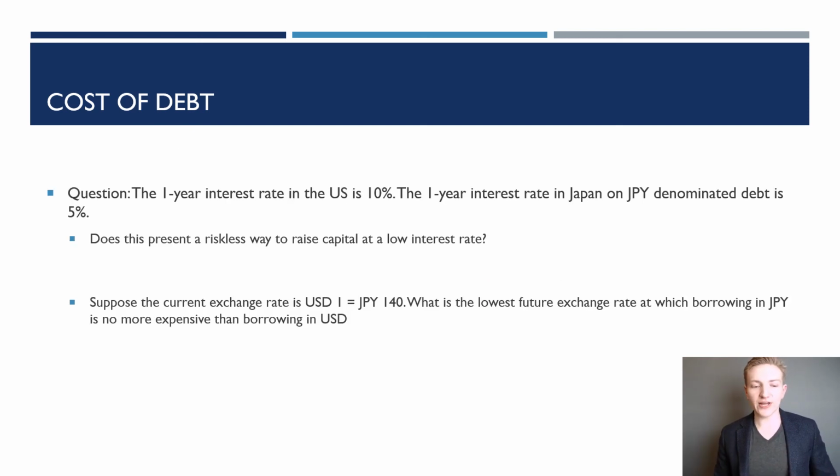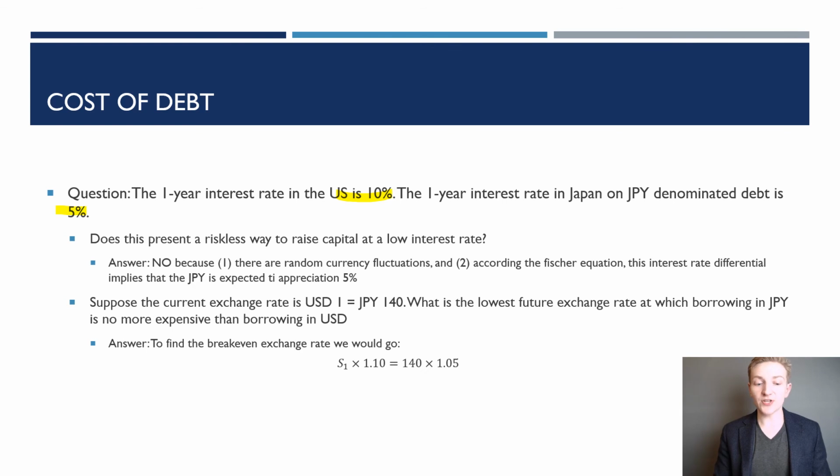So let's have a look here. So suppose we've got a 1-year interest rate on US loans is 10%. The 1-year interest rate on Japanese loans is 5%. Now the question is, does this present a riskless strategy for us to get low interest rates? Now the clear answer to this is no, it doesn't. The reason for that is there's still forex risk, and the exchange rates are likely to depreciate or appreciate as is relevant to reflect those interest rate differentials.